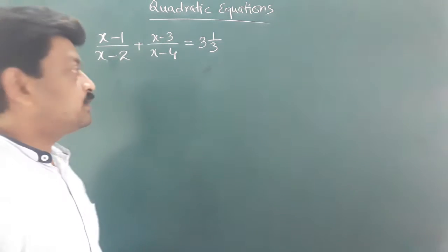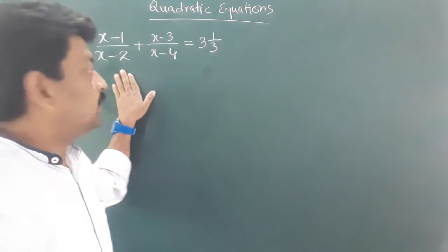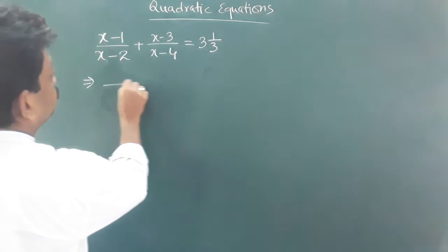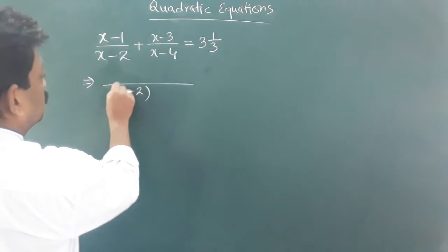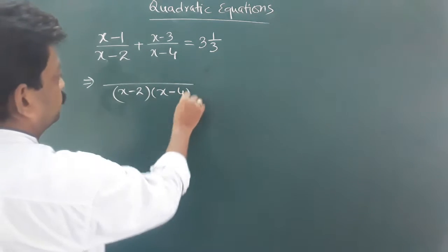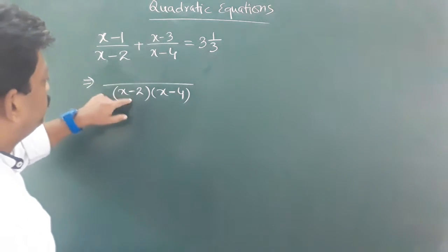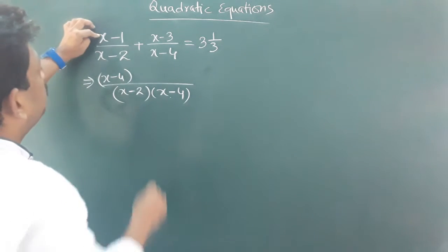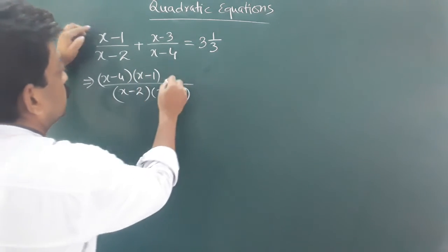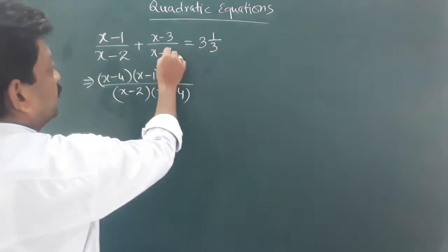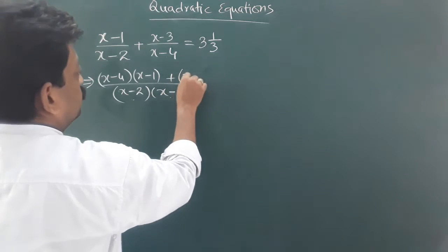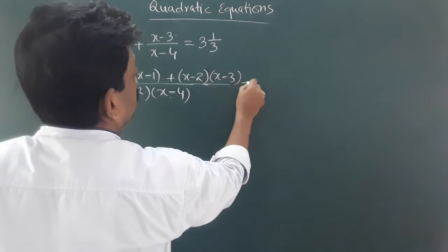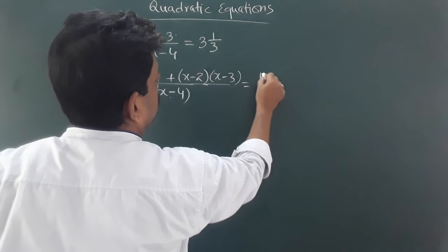So here, as you can see, we have to go for taking the LCM. The LCM will be (x minus 2)(x minus 4). So x minus 2 will be cancelled, and what is left is x minus 4 multiplied with x minus 1. Here x minus 4 will be cancelled, so the left part will be x minus 2 multiplied with x minus 3, equals to, this is 9 plus 1, 10 upon 3.